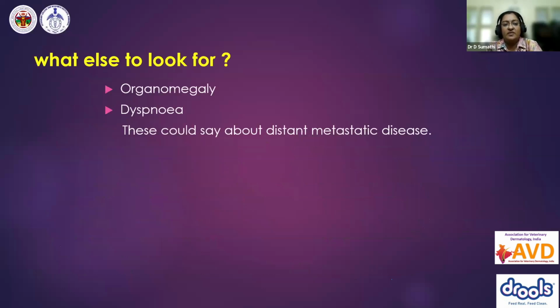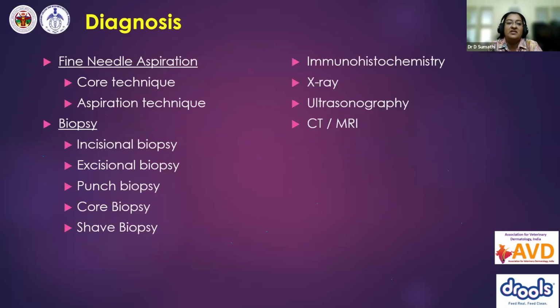You also need to check organomegaly. You have to check for any dyspnea. This gives us a clue about any distant metastasis. For example, in cutaneous TVT, there could be organomegaly, there could be a splenic metastasis, or there could be a liver metastasis. Sometimes there might be a lung metastasis also. So we need to look for organomegaly and dyspnea when you're doing a clinical examination.